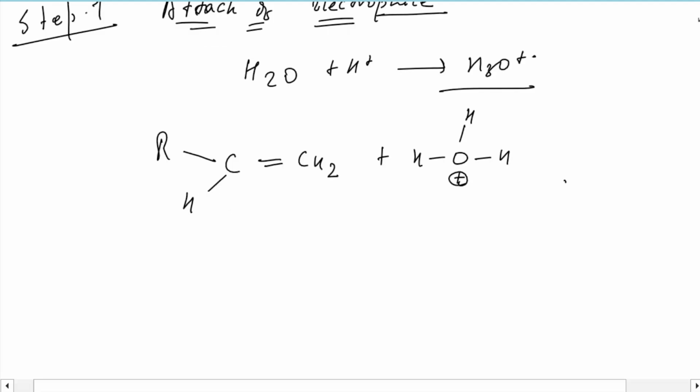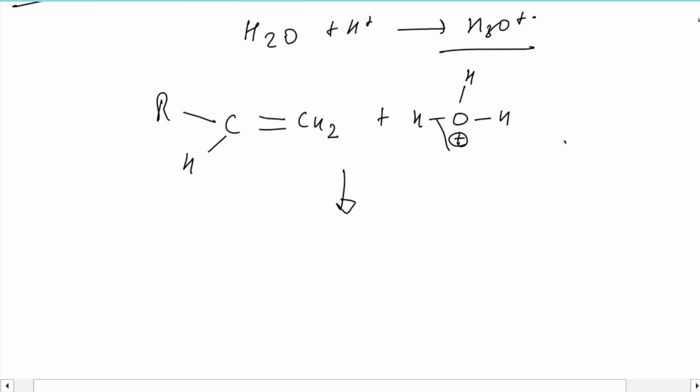And there will be addition of H plus over this electron cloud. So this is a double bond, which is basically a pi electron cloud. So this pi electron cloud will attract this positive charge, and hence H plus will get attached to one of the carbon. So there are now two possibilities. Either H plus can get attached to the CH2 group or the CH group.